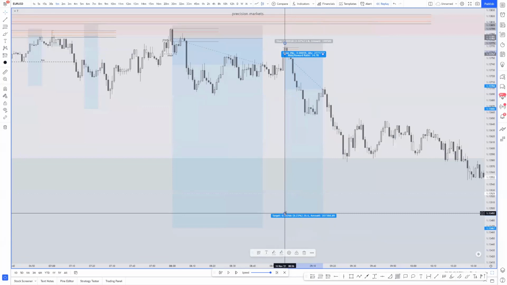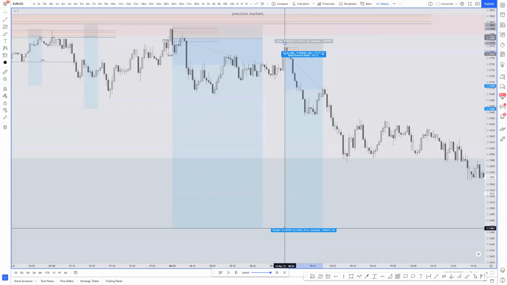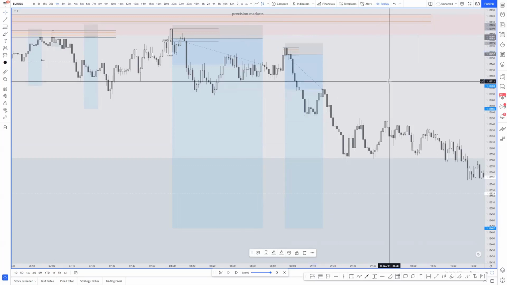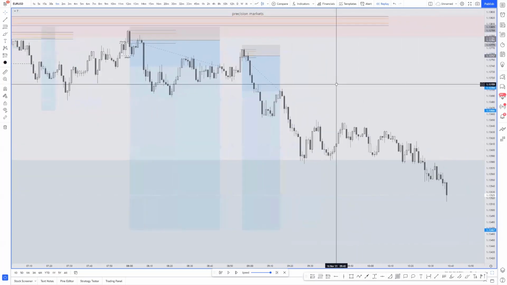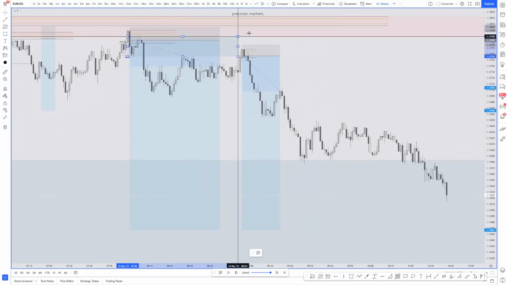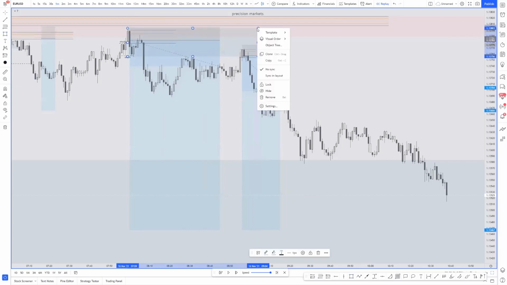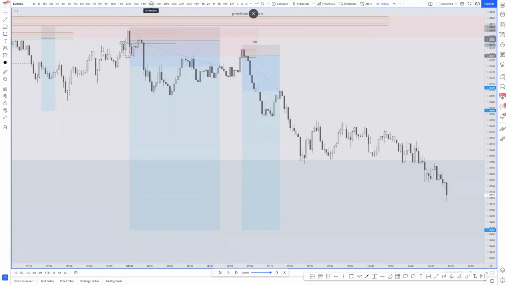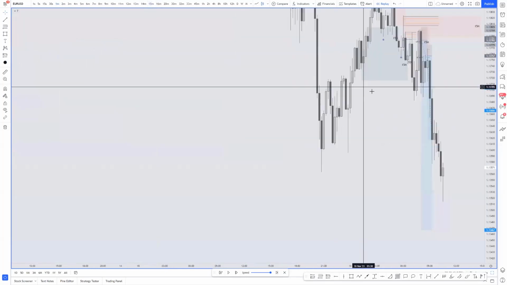So, yeah, if you nailed these two off, you probably wouldn't even stick around for New York. But yeah, definitely a good eye. We got induced, and if we got really technical, we actually probably tapped into another higher time frame POI and chopped and flipped. So let's just go look at the 15.